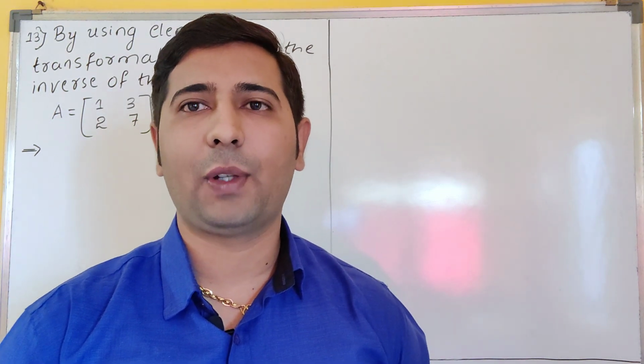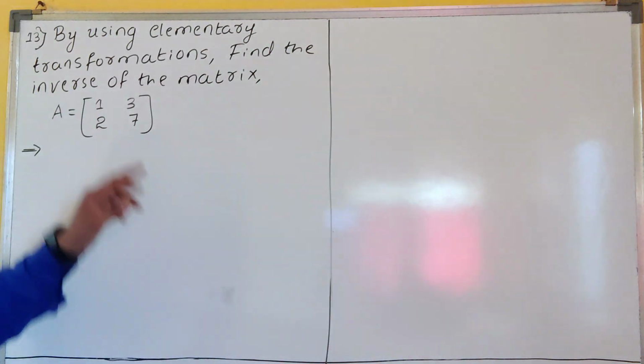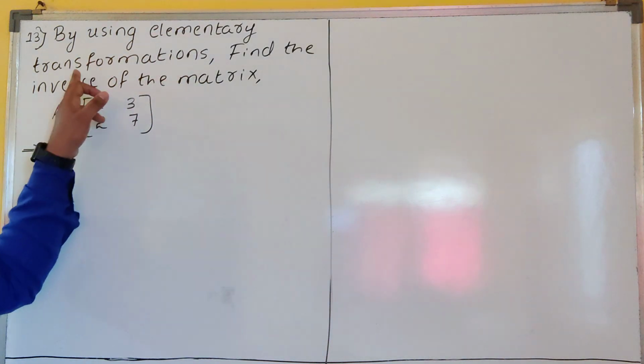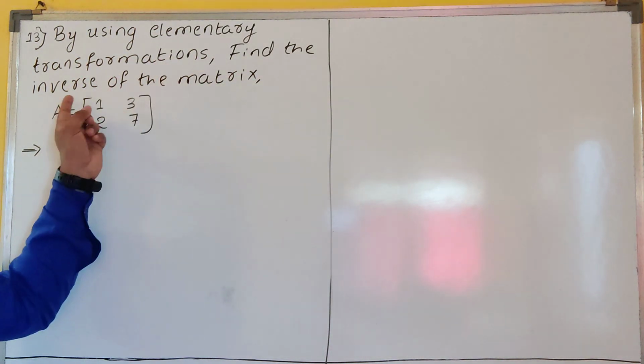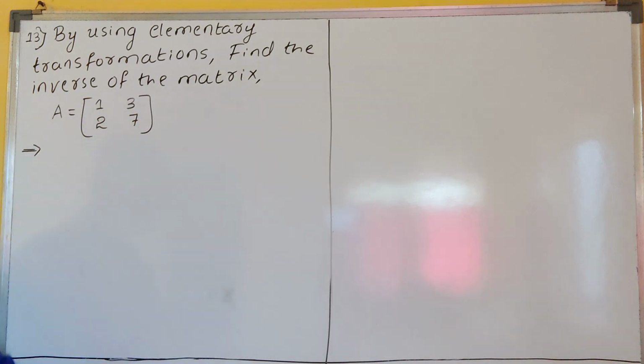In the last class we have solved question number 12. Now let us see question number 13, dear students, what he has given. By using elementary transformations, find the inverse of the matrix A is equal to [1, 3; 2, 7].